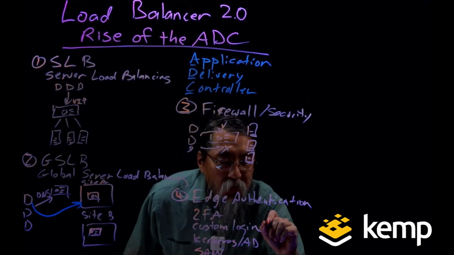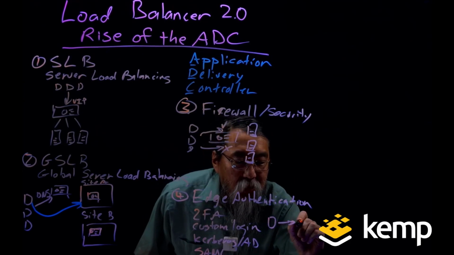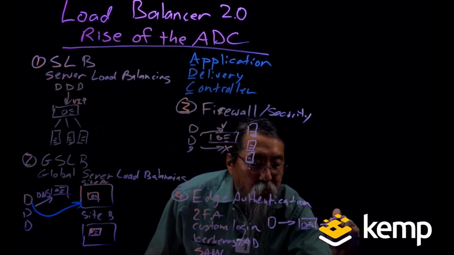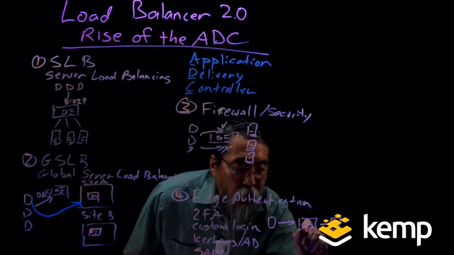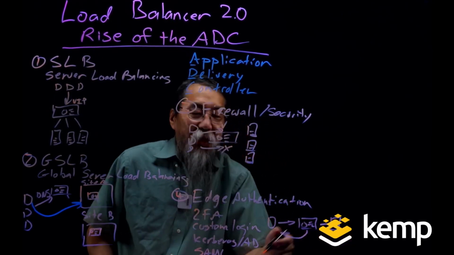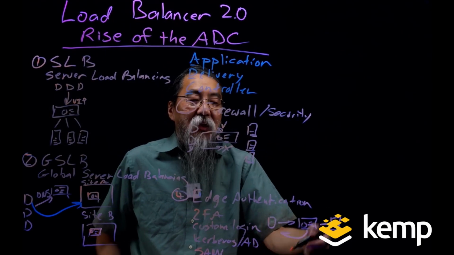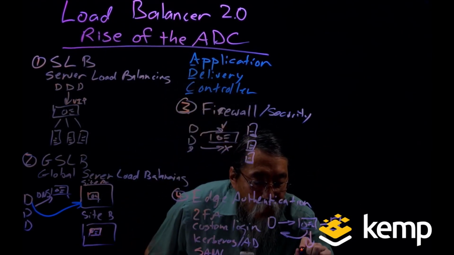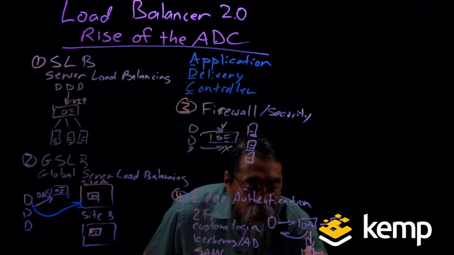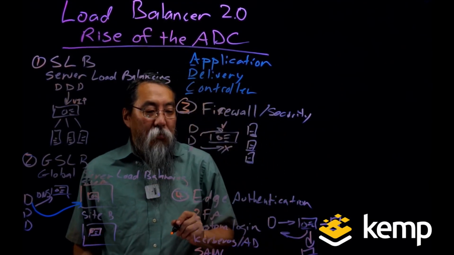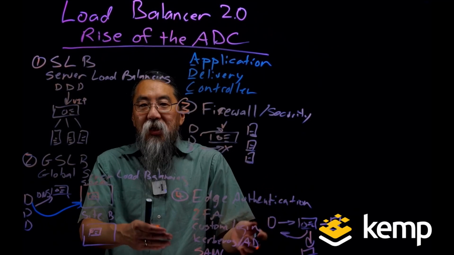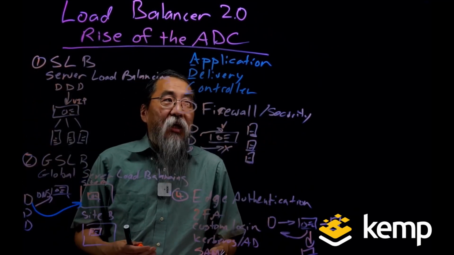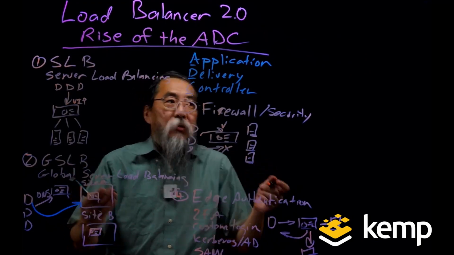And now when the client makes a connection through the load balancer to the server, the load balancer is going to do some pre-authentication before the client actually gets to the application itself, through some sort of authentication database like Active Directory or something. So edge authentication, firewall security, GSLB, server load balancer, we're doing a lot. Well, let's throw some more in.